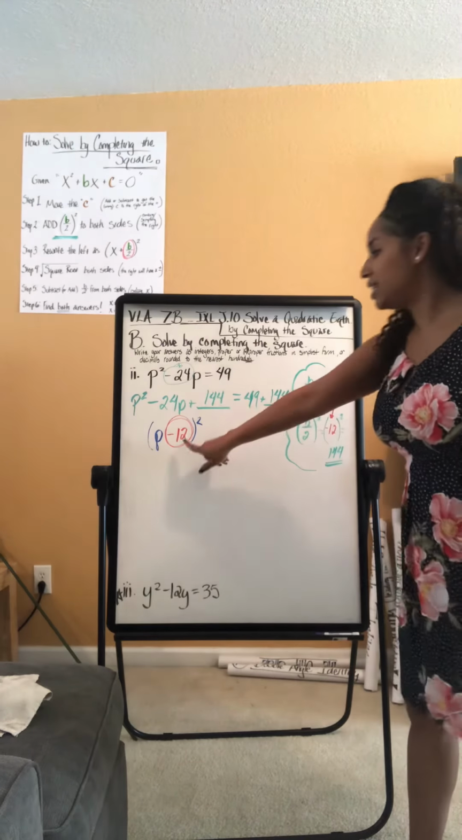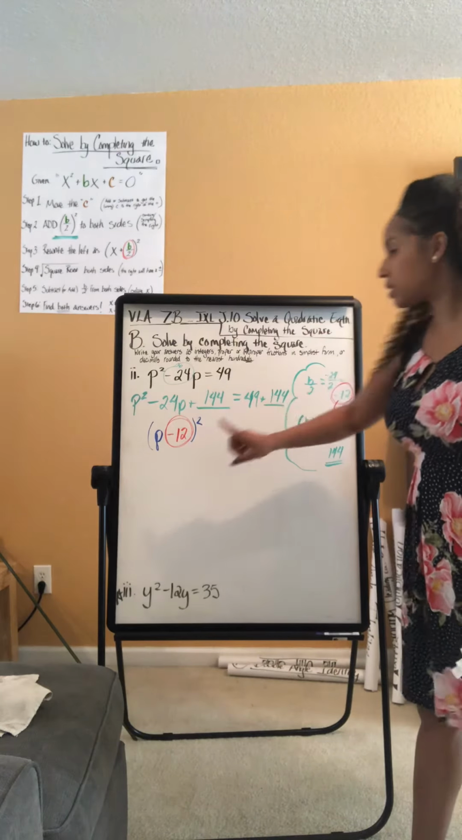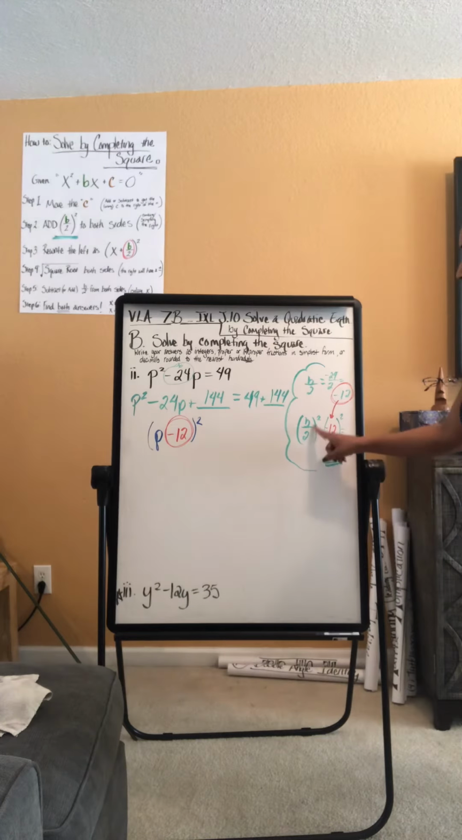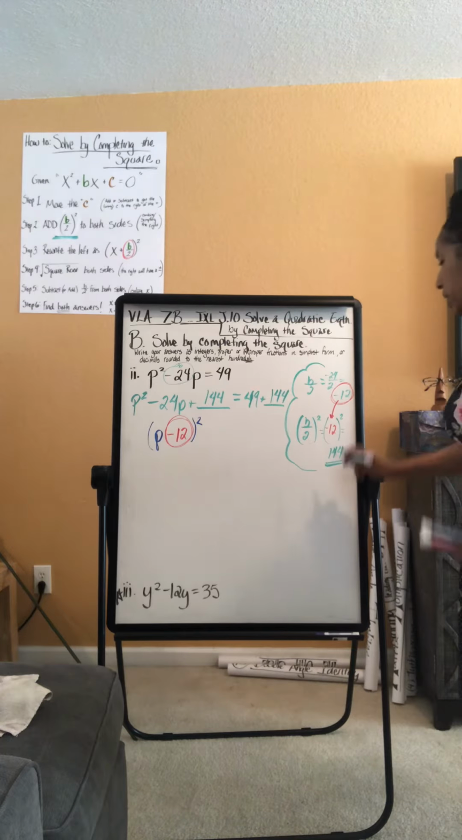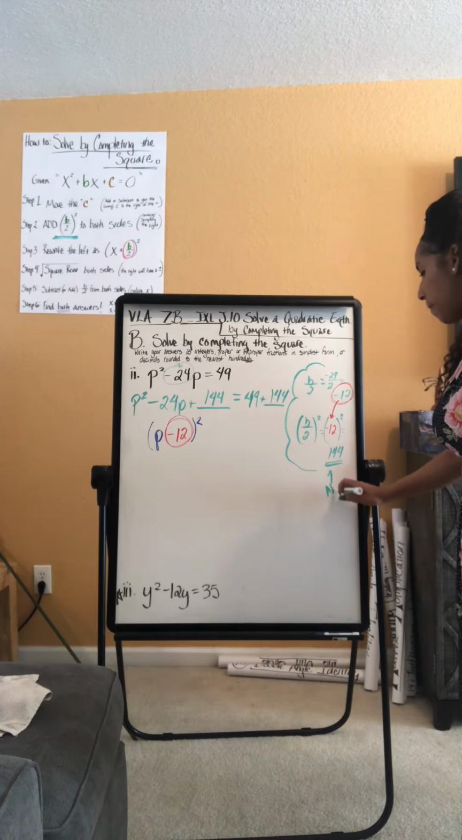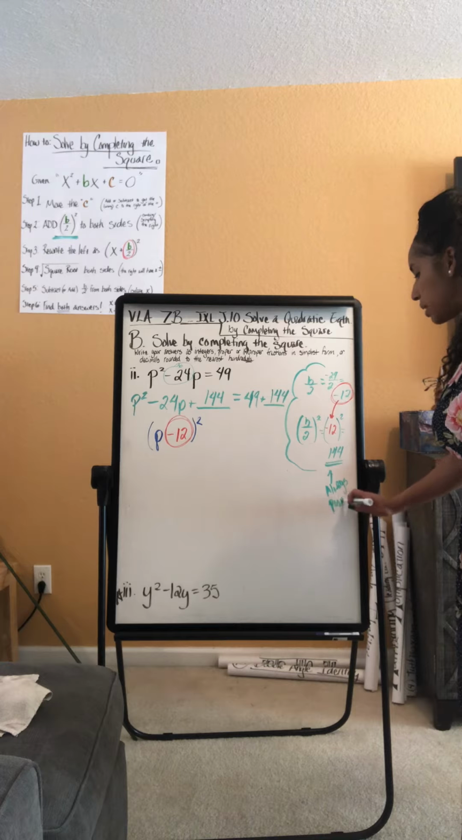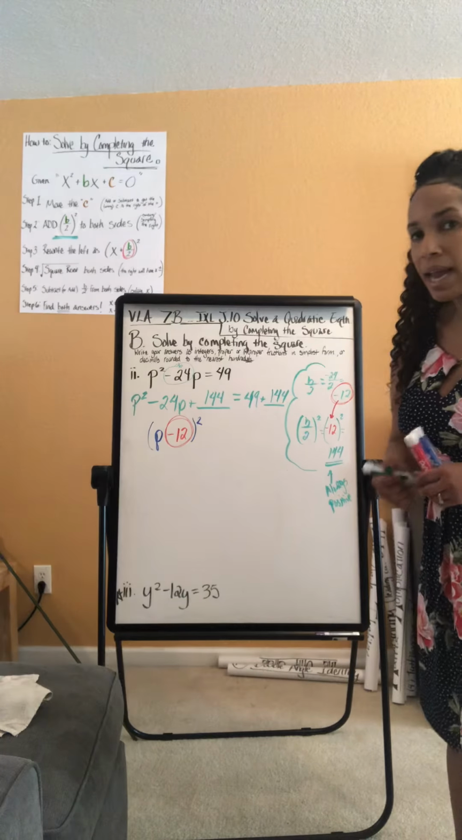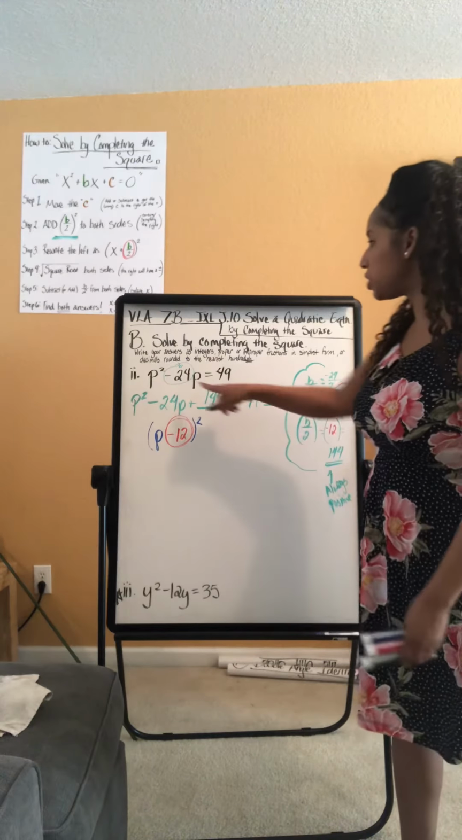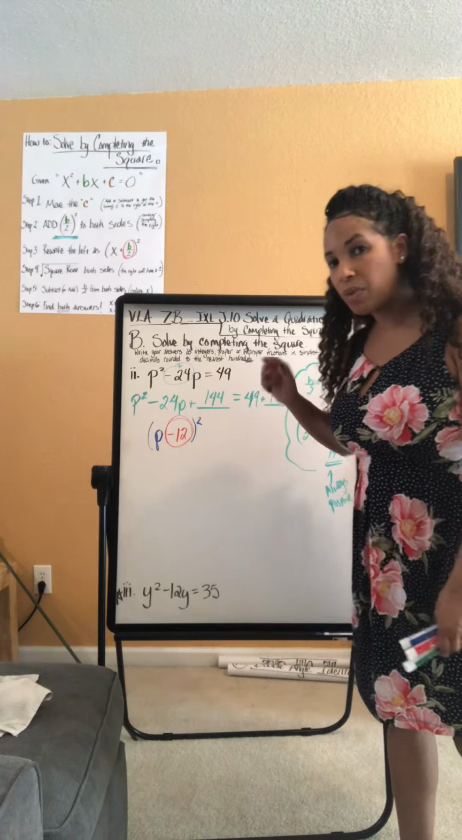All right, this does not always have to be positive. This one does. My B divided by 2 squared, when I square it, that is the one that is always positive. What gets added to both sides is always positive. But inside of my parentheses here, it could be a negative or a positive. It just depends on what your original B was.